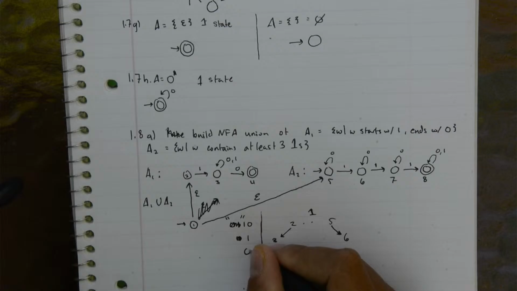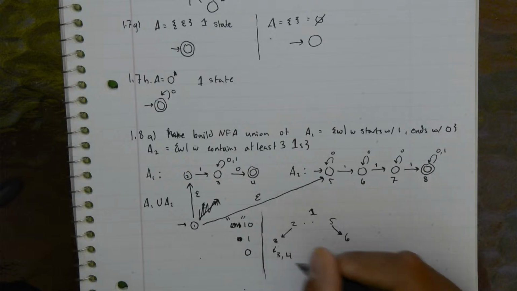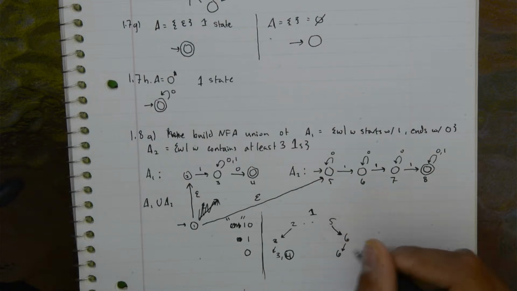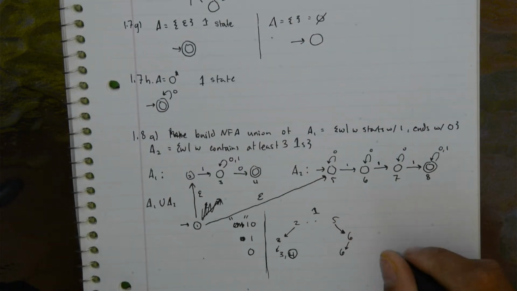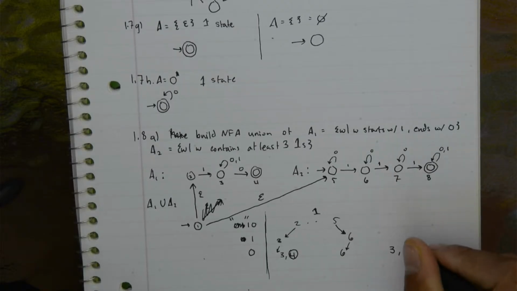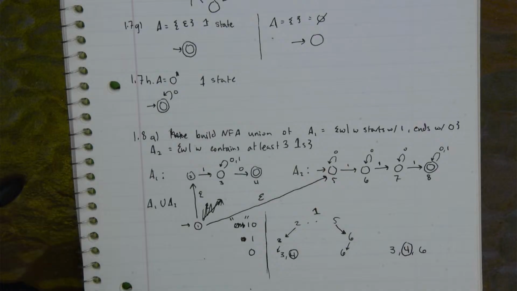Now we get a 0. Now 3 can go either to 3 or 4. And this, we'll put a circle around it for accept. And then 6 can only go to 6. So what we ended with is 3 branches of computation: state 3, state 4, and state 6. We're at the end of the string, and one of them was an accept state. Therefore, this NFA on the string 1, 0 accepts.